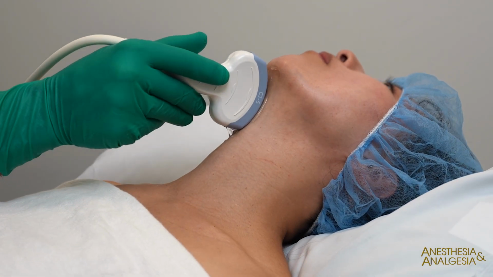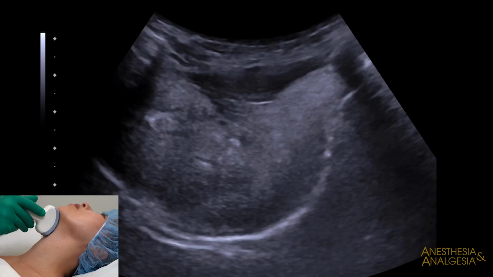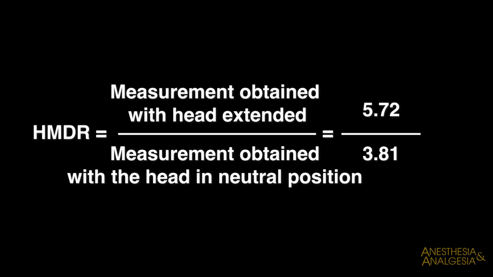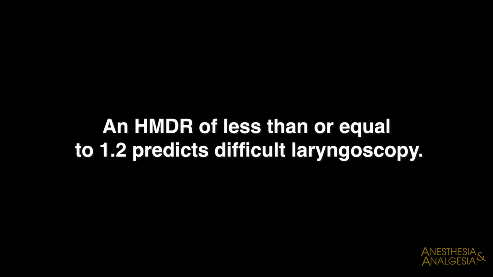Then, repeat the hyomental distance measurement with the head and neck extended as far as the patient can tolerate. Calculate the hyomental distance ratio as the measurement obtained with the head extended divided by the measurement obtained with the head in neutral position. An HMDR of less than or equal to 1.2 predicts difficult laryngoscopy.